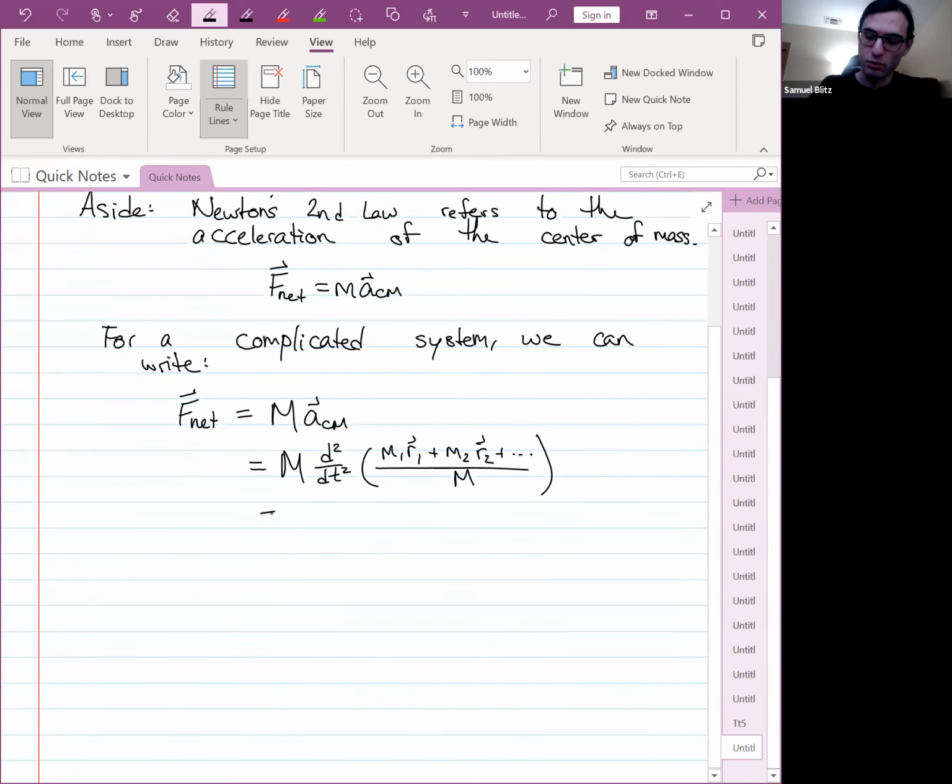And then we can distribute the derivative, and the m's cancel out, and we're left with m1 a1 plus m2 a2 plus dot dot dot, which is just to say that the ma term, when you're talking about a whole system, can be broken down into the ma terms on each individual part or piece of the system, which is a useful thing to do. If you have a force on a whole system, then you might want to write it in terms of the acceleration on each part of the system.